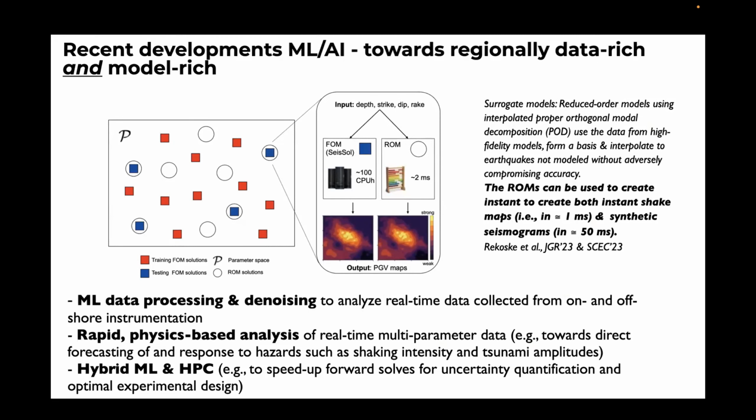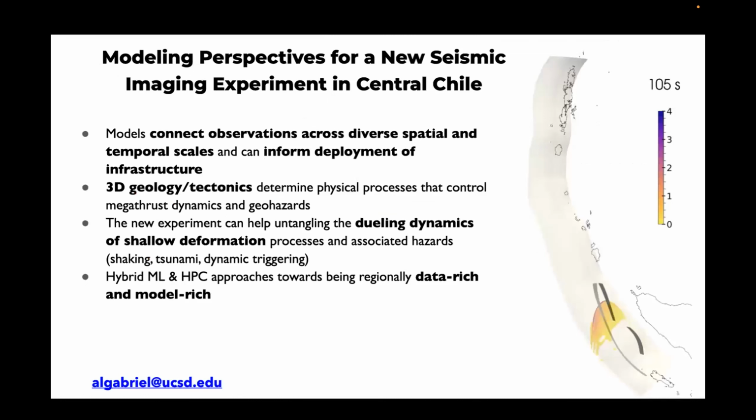And this can, for example, be applied for evaluating models very rapidly, either in a rapid response setting, for example to create shake maps in milliseconds, or if you're interested in uncertainty quantification and really need a large parameter space being covered. So in summary, from a modeling perspective for a new seismic imaging experiment in central Chile, our modelers are interested, of course. We can try to connect observations and also help to inform the deployment of that experiment.